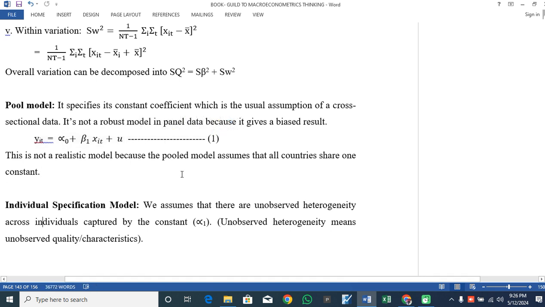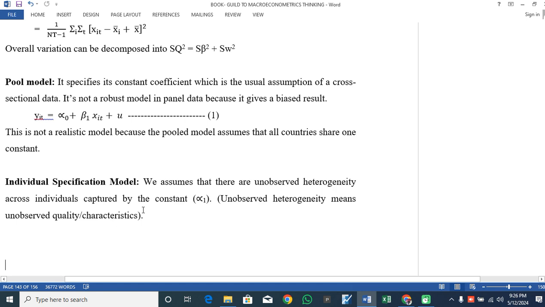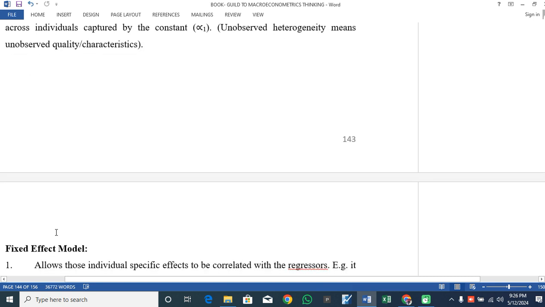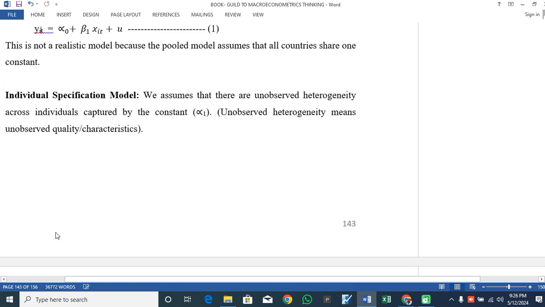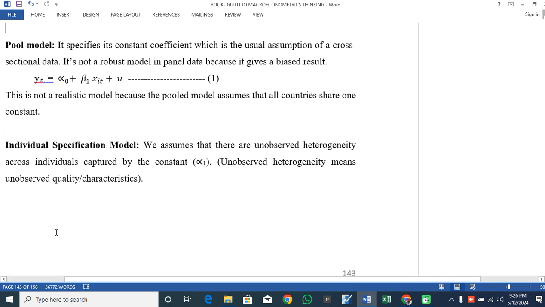Then the individual specific model, we assume that there is unobserved heterogeneity across individuals captured by the constant alpha 1. Unobserved heterogeneity means unobserved qualitative characteristics of the country. So in the individual specific model, the unobserved heterogeneity will be captured with alpha 1, but in the pool model we have alpha 0, which is constant, beta 1, and the explanatory variable.